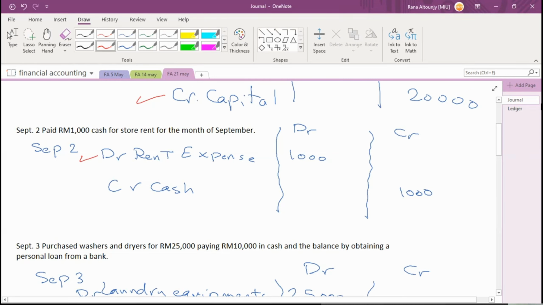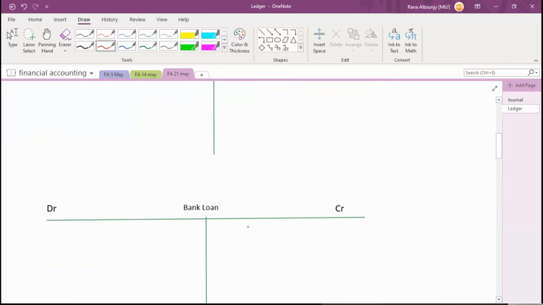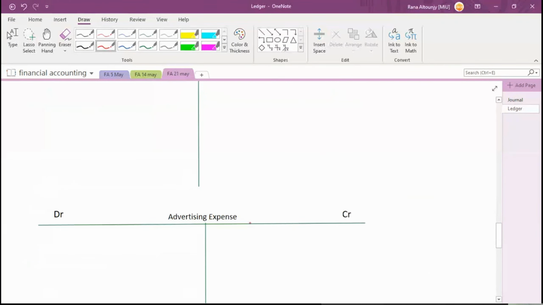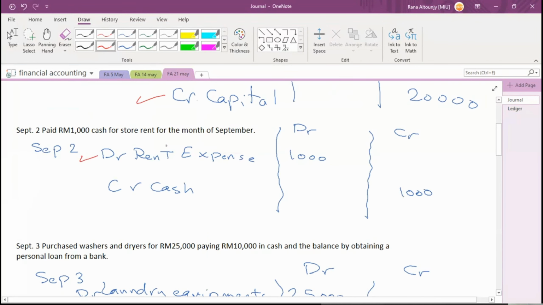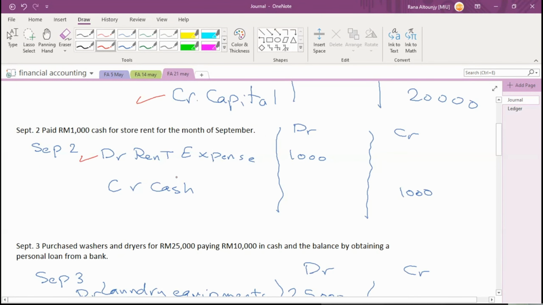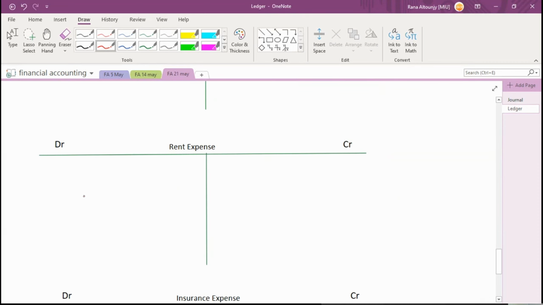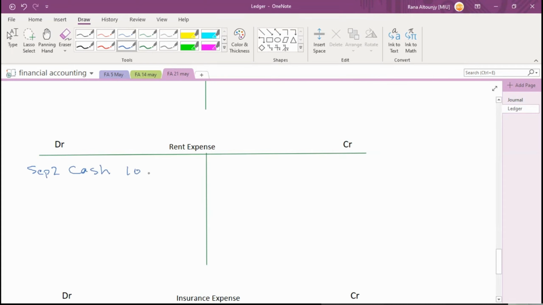We go to the debit side of the rent expenses. Where is our rent expenses account? Rent expenses. Yeah. Because the rent expenses is on the debit side, we go to the debit side of the rent expenses. We write the other side of the transaction, which is cash. So we should write September 2, cash, and the amount is 1,000.